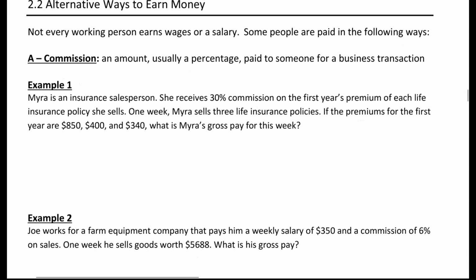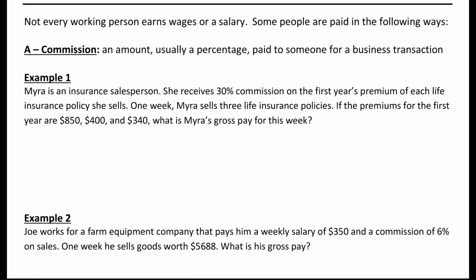Now, a commission is an amount, usually a percentage, paid to someone for the business transaction. In the first example, Myra is an insurance salesperson. She receives 30% commission on the first year's premium of each life insurance policy she sells. One week, Myra sells 3 life insurance policies. If the premium for the first year are $850, $400, and $340, what is Myra's gross pay for this week?